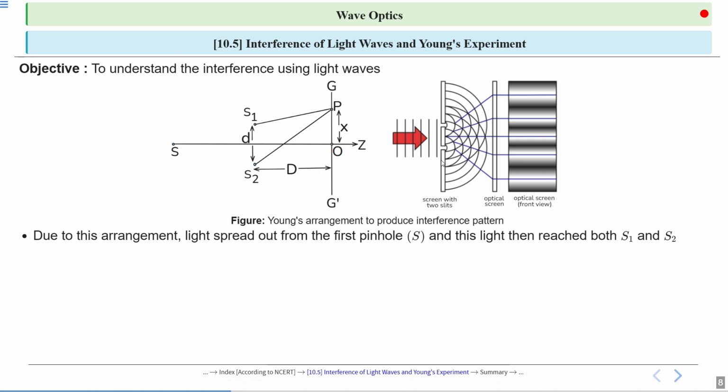So in this arrangement, light spreads out from the first pinhole labeled S and reaches both S1 and S2. This is important because it sets the stage for these two points to act as sources of light waves that can interfere with each other.